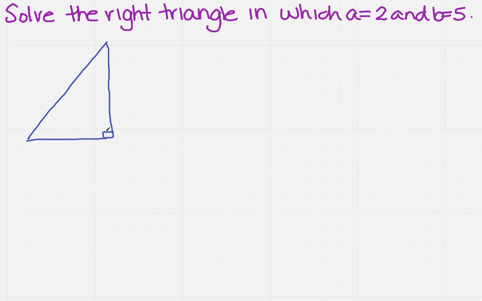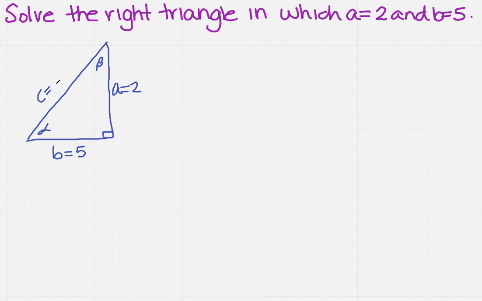Now it says a equals 2. Remember, you can put your a's and your b's on either leg as long as the corresponding angle is across from it. So here's b, so beta comes up here. And a, the opposite, is going to be alpha. Now, I need to find out what c is. That would make my life so much easier.